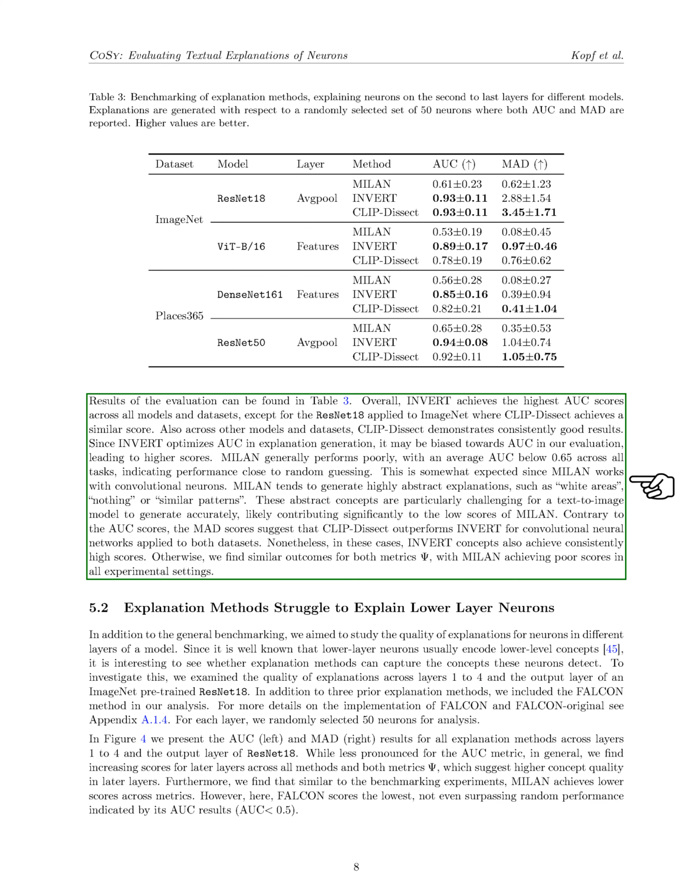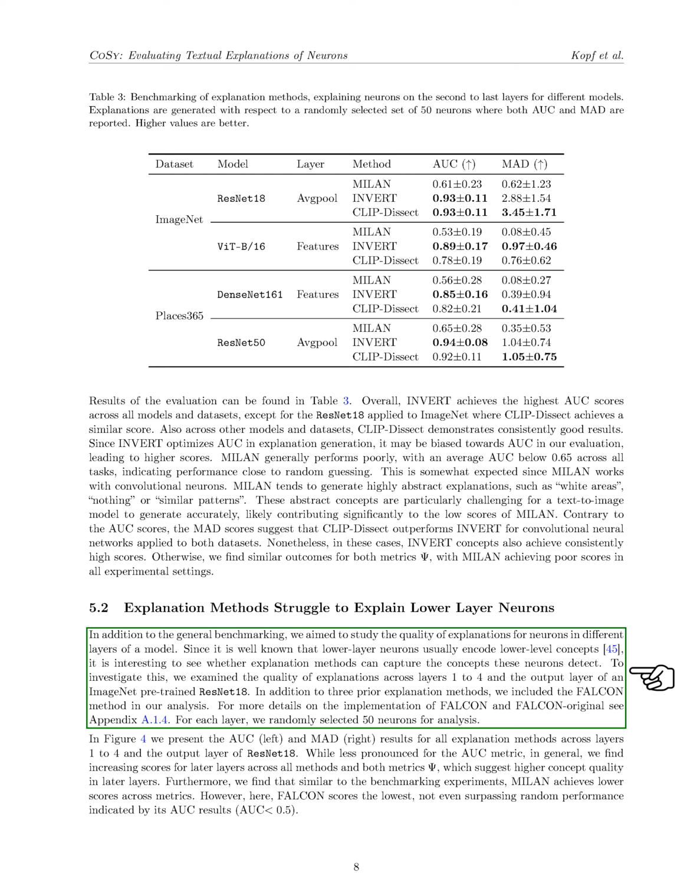Invert achieved the highest AUC scores overall, except for ResNet18 on ImageNet where ClipDissect performed similarly. ClipDissect consistently showed good results across models and datasets. Milan had poor performance with an average AUC below 0.65, likely due to its abstract explanations. ClipDissect outperformed Invert for convolutional neural networks based on MAD scores. Milan struggled with all experimental settings.